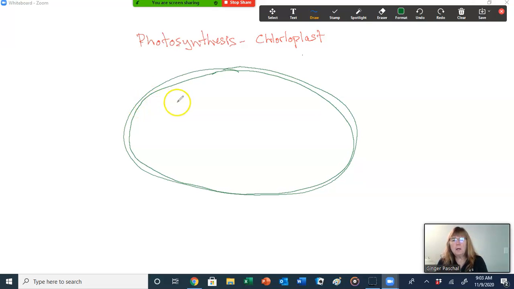And inside this oval we need a couple of stacks like so. It doesn't matter how many circles you have or how many little ovals you have in these stacks. Just make sure that you have several of them and that they're all over the place. So let's label these parts.